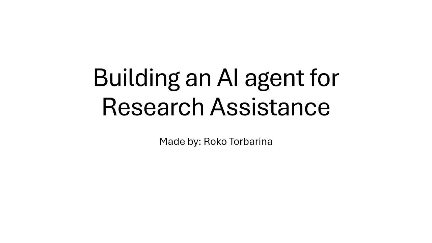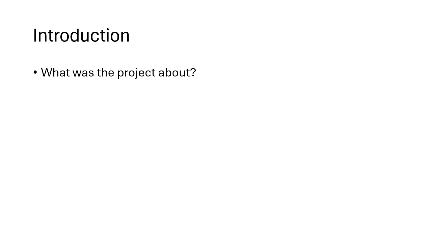So let's start with an introduction to the project. First off, what was this project about? This project was about building an AI research agent that should be able to help the user find relevant articles about their research topic. The user should also be able to choose an article to have a retrieval augmented generation based question answering about.